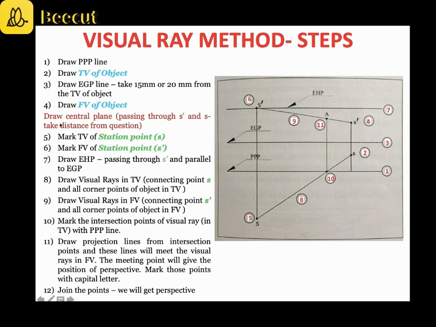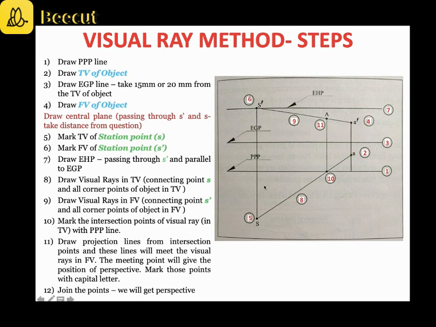The next step is to draw the central plane of the question. Then you have to draw the central plane, and this is the line. In the question it will be stated that it is around 50 mm towards the left. So from this point A you are taking 50 mm, and then you are drawing a perpendicular line, a line that is perpendicular to PPP.